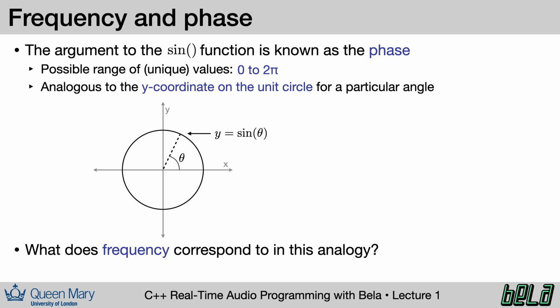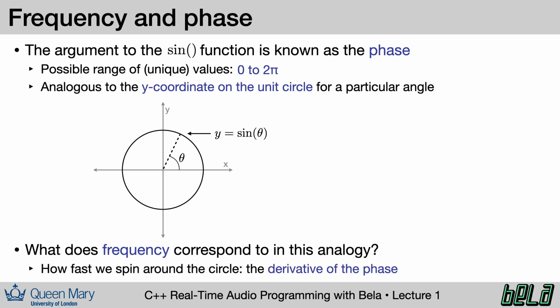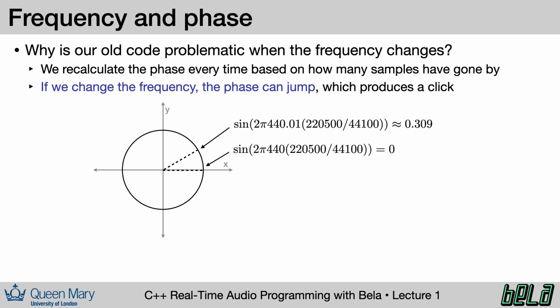So frequency is in fact the derivative of the phase. So when we talk about the frequency of our sine wave, what we're talking about is effectively how fast we're spinning around this circle over time. Why is this a problem?